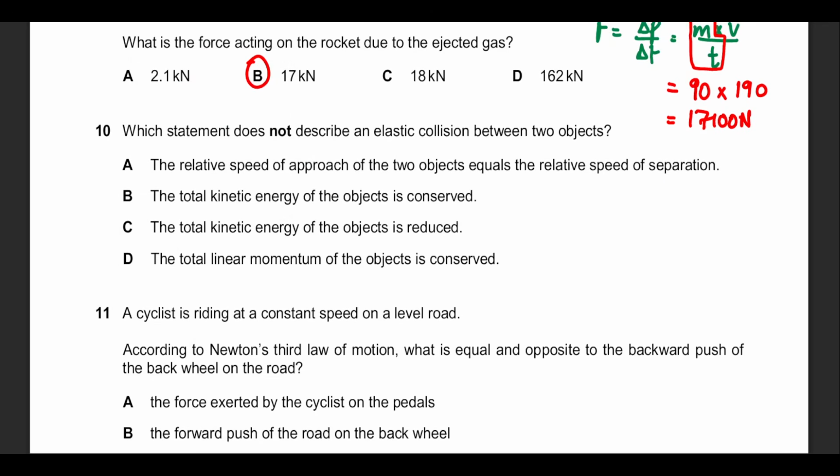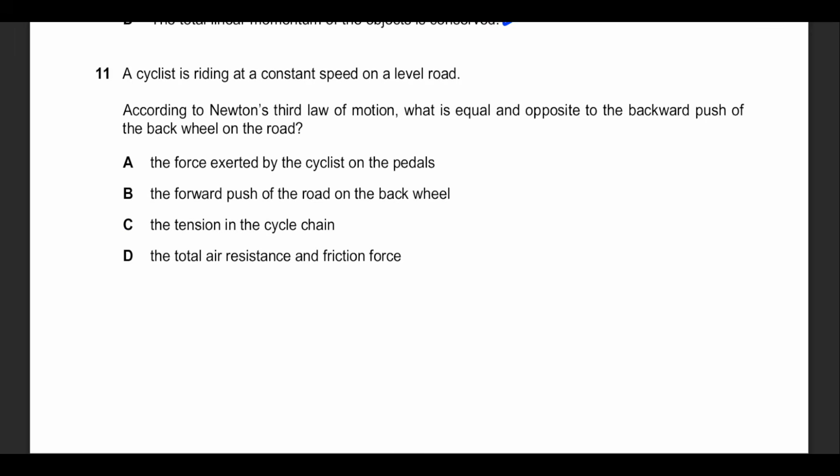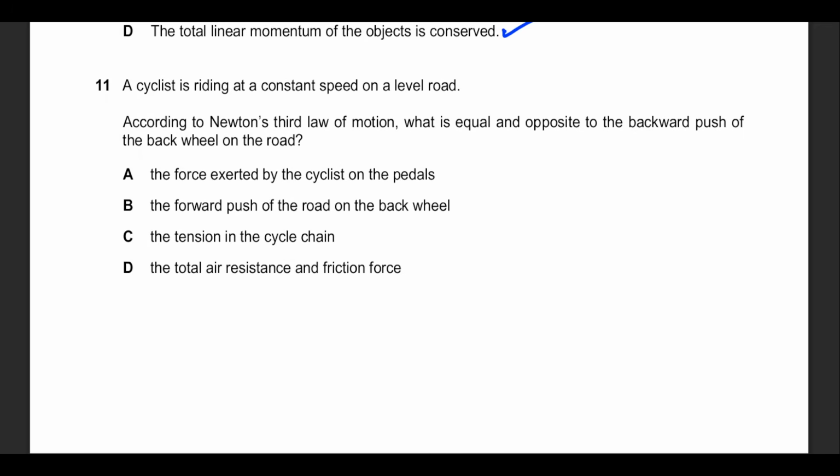Question 10, it says, which statement does not describe an elastic collision between two objects? Energy is conserved. This is elastic. The total energy is reduced. This is not elastic. This should be the answer because that's what he's asking us. The total linear momentum is conserved. This is also elastic. So C should be the answer for this question. Always in these questions, please pay attention to the words 'not elastic' or 'is elastic'. That's how he causes confusion to the children.